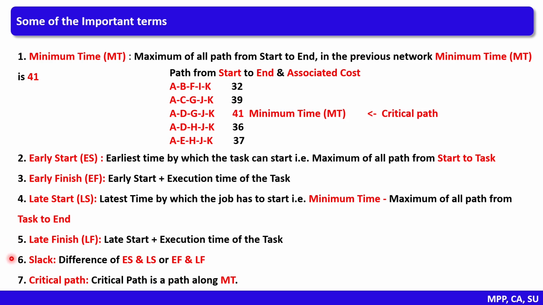Then we have slack or delay. Slack or delay is the difference of early start and late start, or early finish and late finish. Then we have critical path. Critical path is a path along the minimum time. So critical path is a path along the minimum time in the activity network.